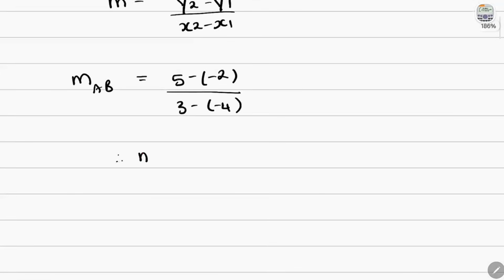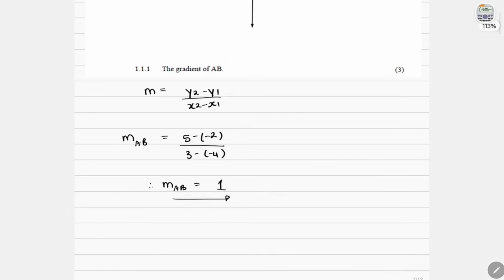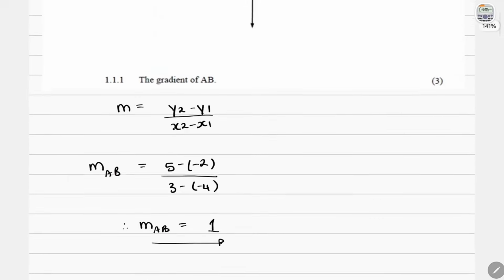Okay, so finally, gradient of AB is equal to, when we multiply negatives, they become positive. Negative times negative is a positive, so that's going to be 5 plus 2, which is 7, and then 3 plus 4, which is also 7. So this is 7 over 7, which gives us 1, and that is the gradient of line AB. Moving on to the next question. Question 1.1.2 asks for the length of AB.